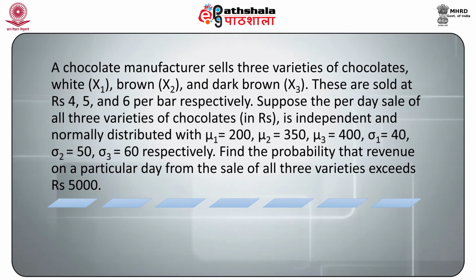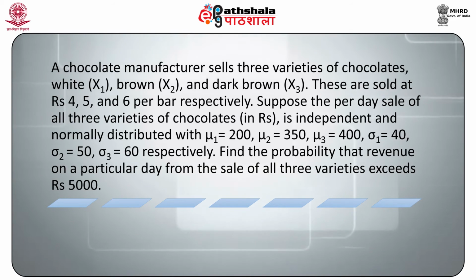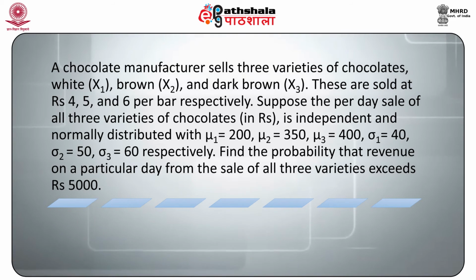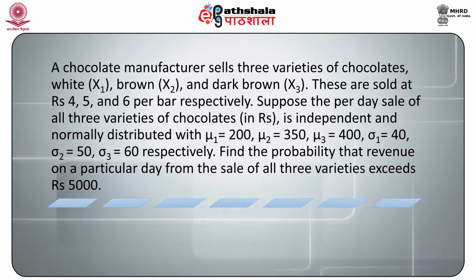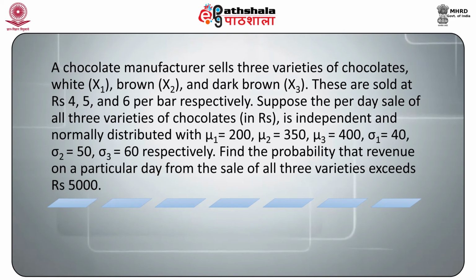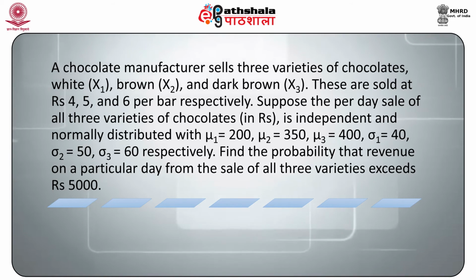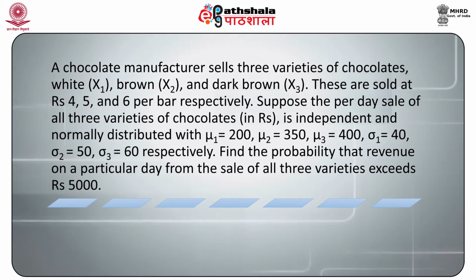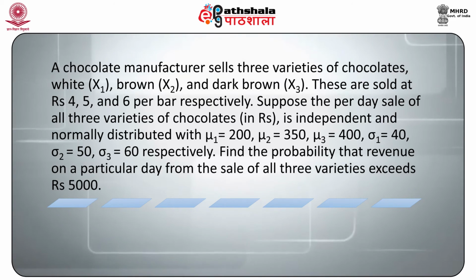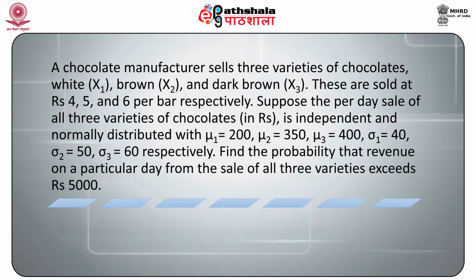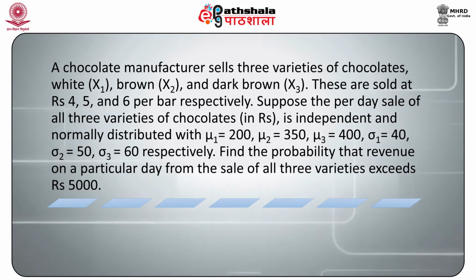A chocolate manufacturer sells three varieties of chocolates: white x1, brown x2 and dark brown x3. These are sold at Rs 4, 5 and 6 per bar respectively. Suppose the per day sale of all three varieties of chocolates in rupees is independent and normally distributed with mu1 equal to 200, mu2 equal to 350, mu3 equal to 400, sigma1 equal to 40, sigma2 equal to 50, sigma3 equal to 60 respectively. Find the probability that revenue on a particular day from the sale of all three varieties exceeds Rs 5,000.